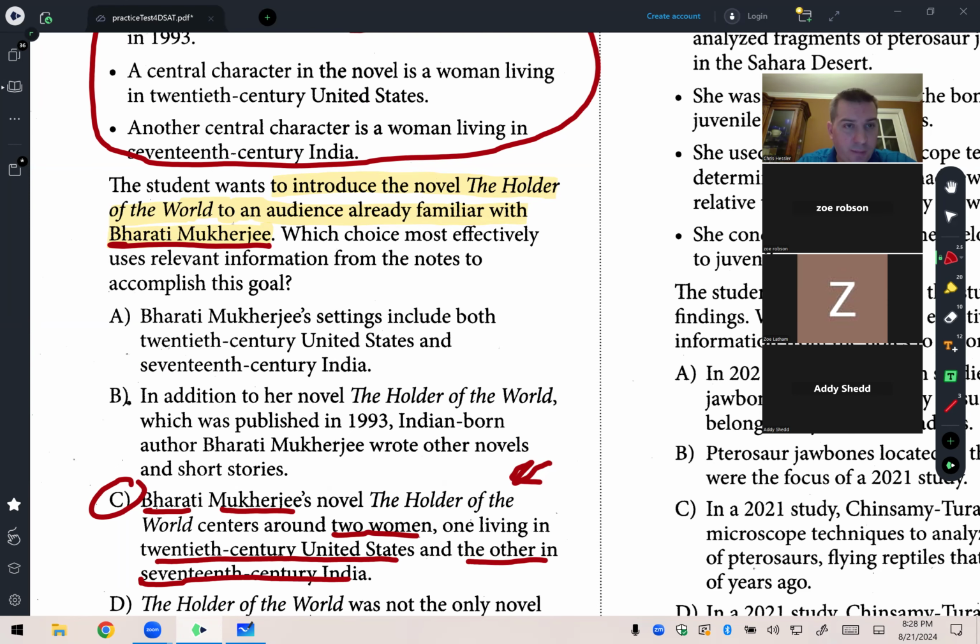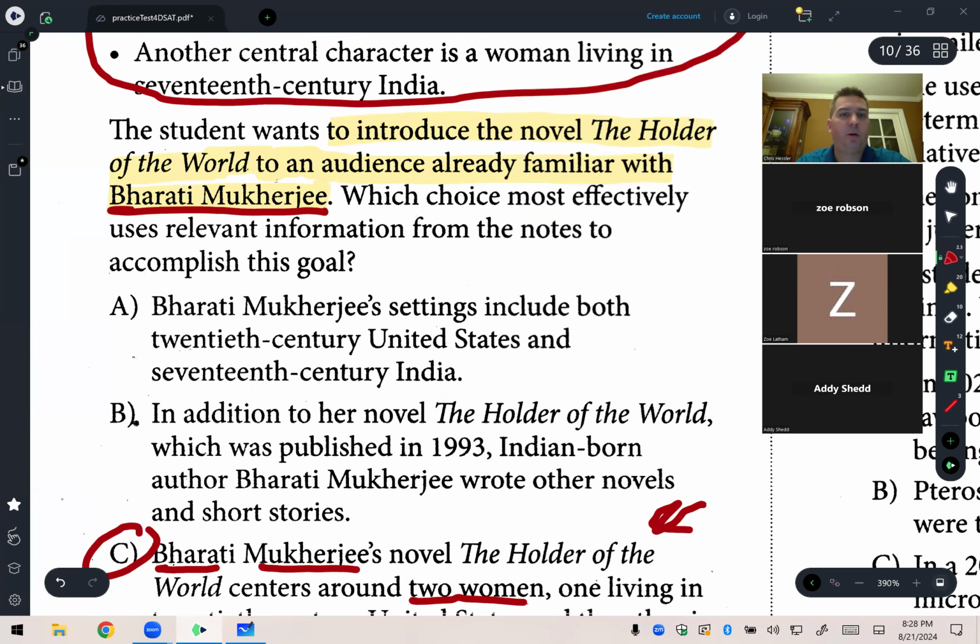Let's look at A. I want to look at some of the wrong ones. We never learn the title of this book. So yeah, I have two characters, but we're trying to introduce this novel. You can't tell me the name of the novel?